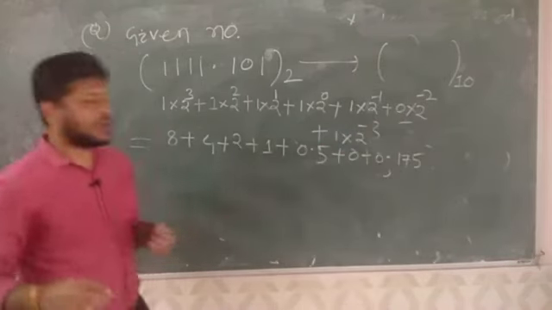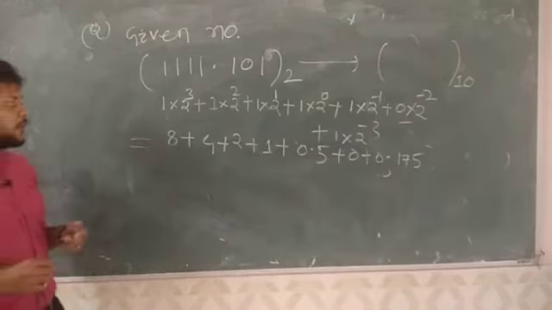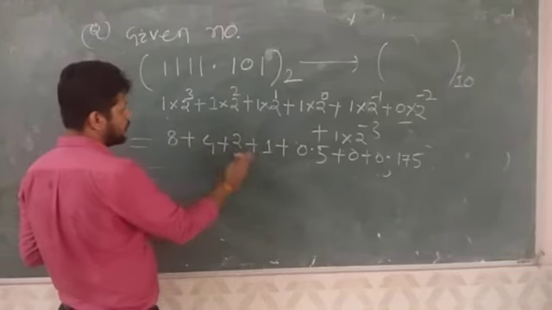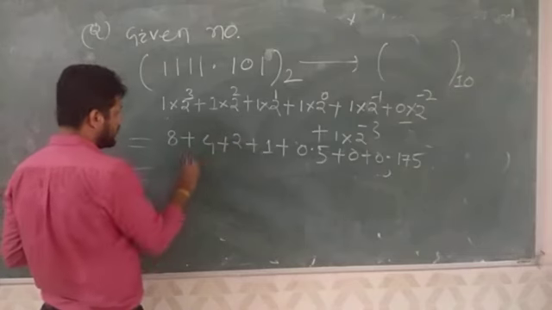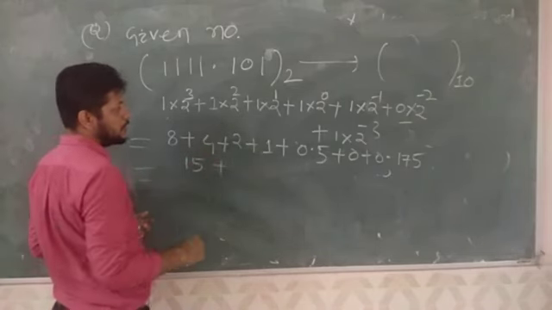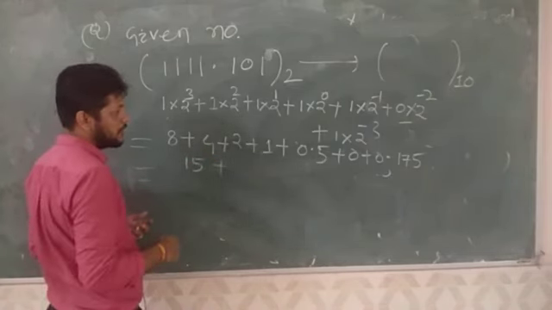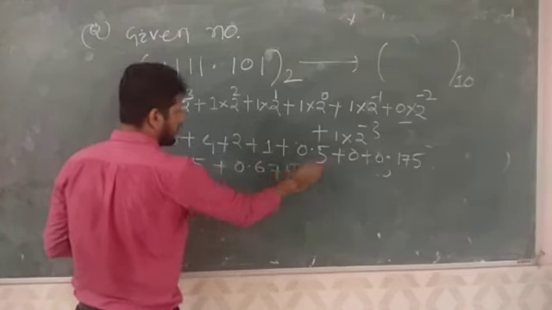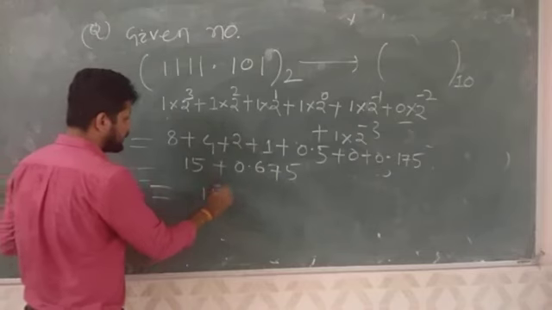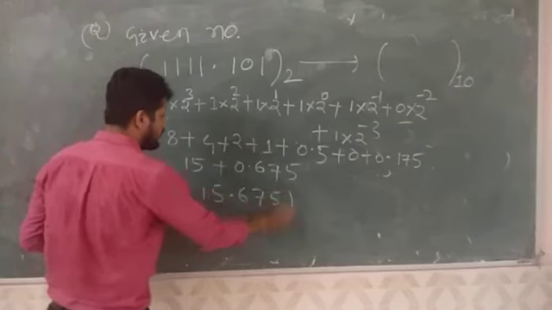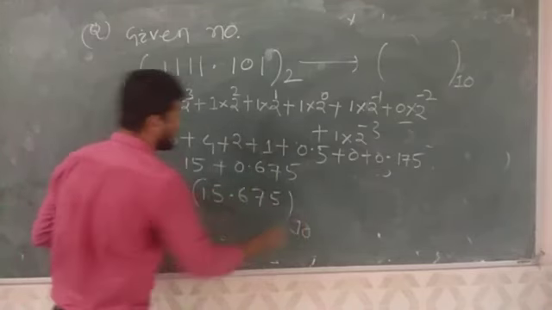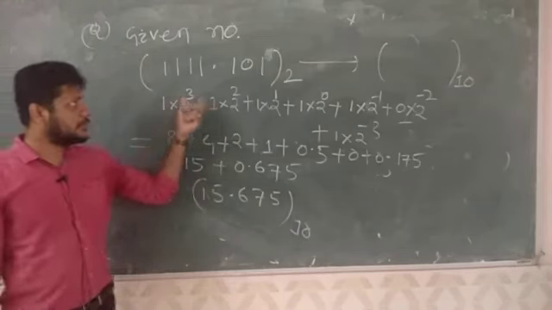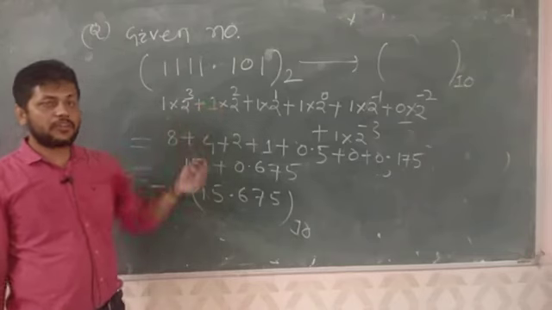1 by 8 you just calculate using your calculator. So 8 plus 4 plus 2 plus 1, this is 15, plus 0.5 plus 0.125, that will give you 0.625. So the answer will be 15.625 in decimal.